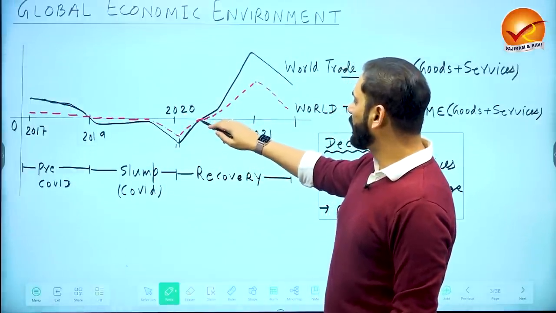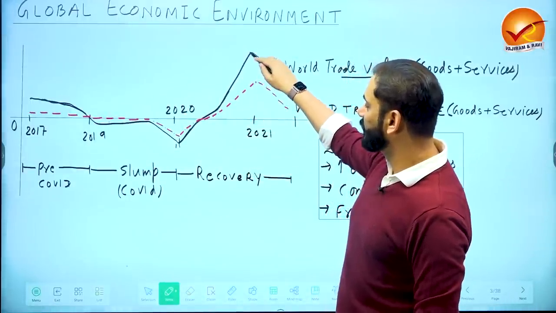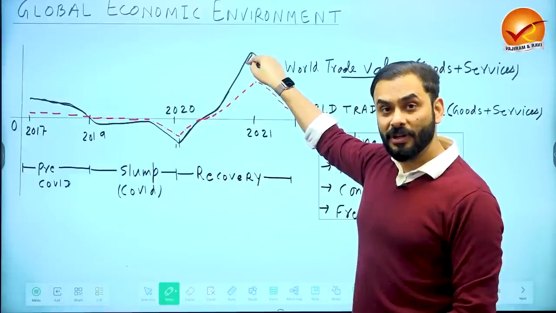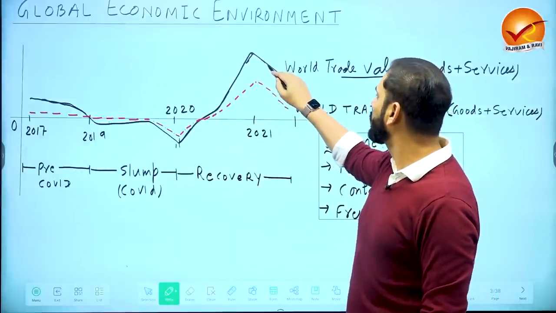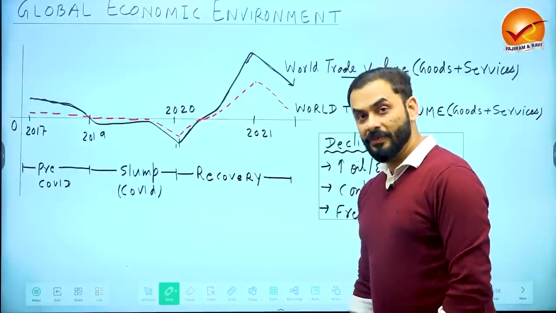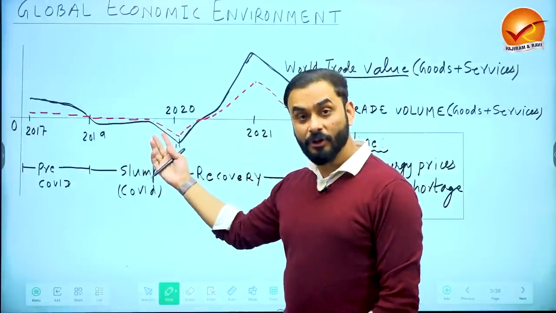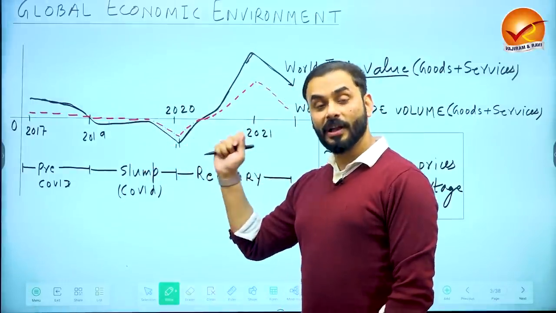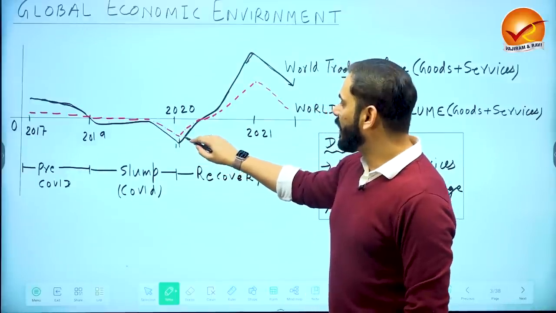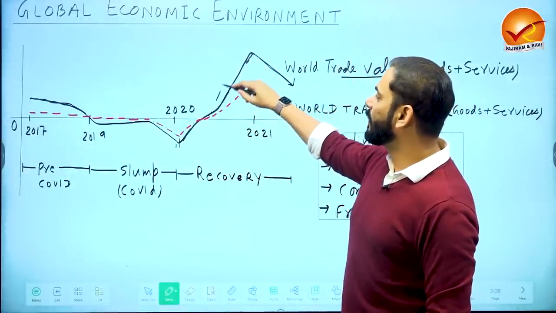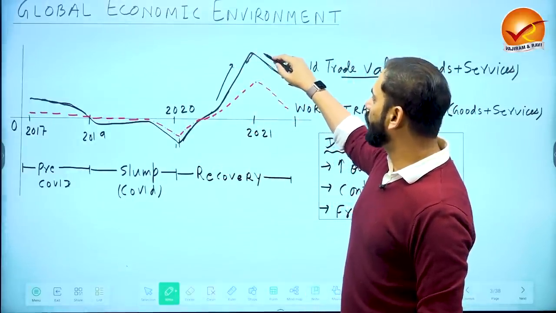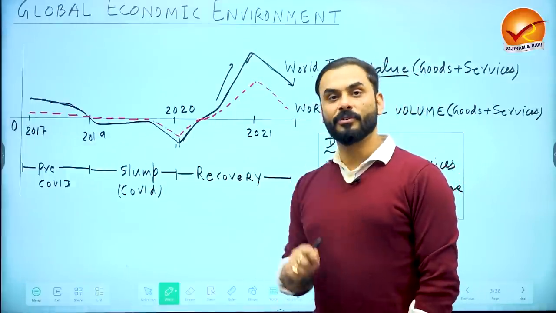And you see that there was a slight recovery phase where in value terms, world trade was increasing, but again, it has started to come down. So in value terms, after the COVID shock that the world got, if you look at world trade, you see that there is a recovery here, but this recovery has also started to come down now.